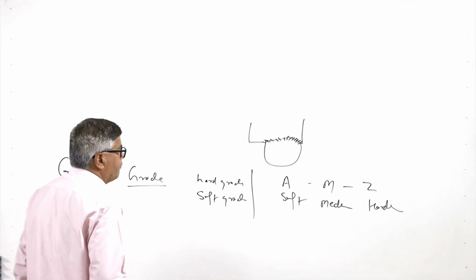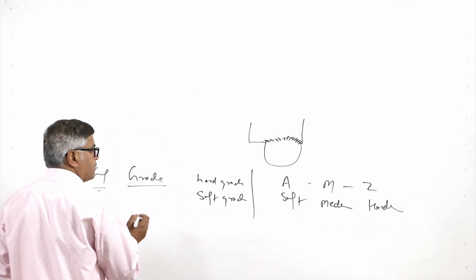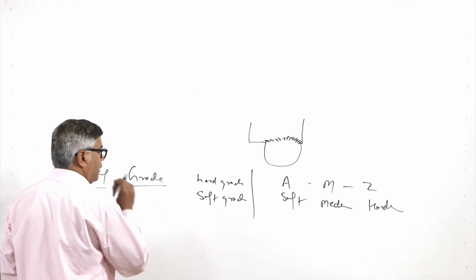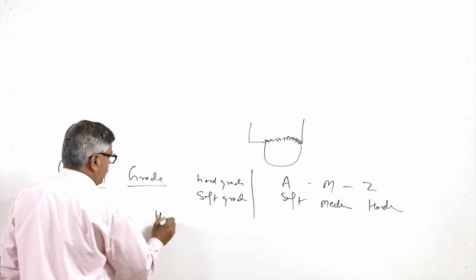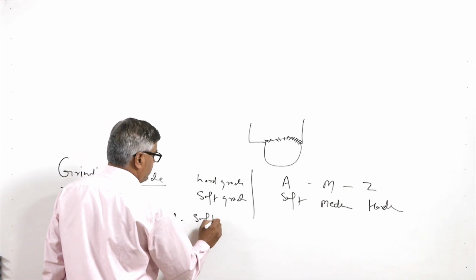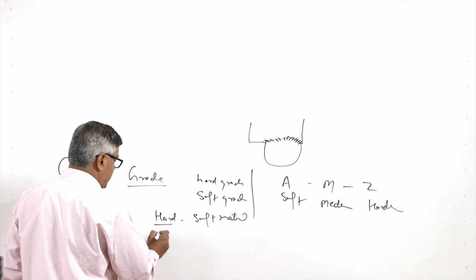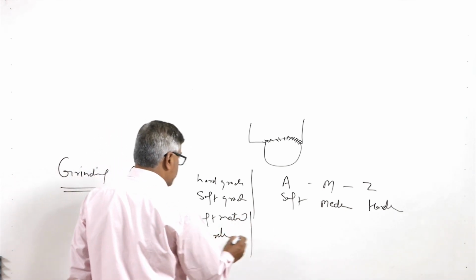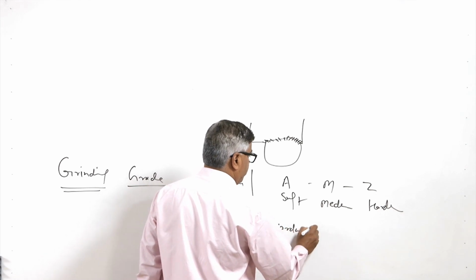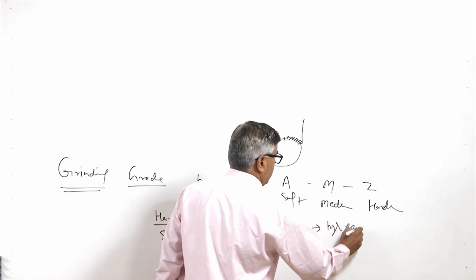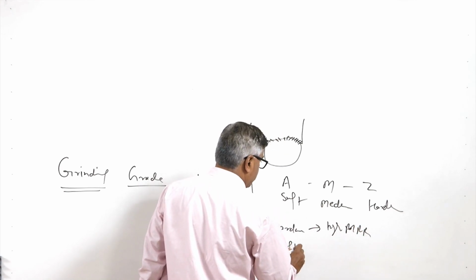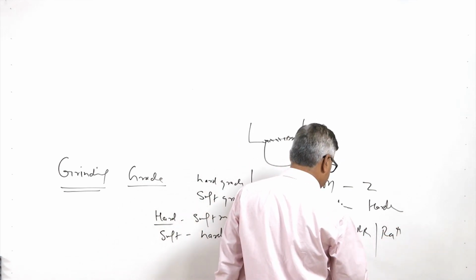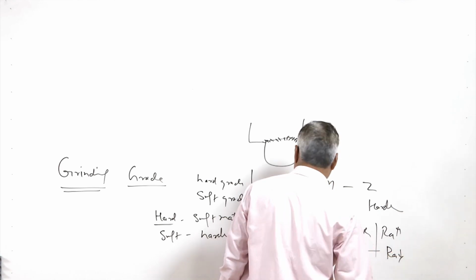Selection of the grade is influenced by the kind of work material to be used. For example, the hard grade is used for soft workpiece material, and the soft grades are used for hard material. Similarly, purpose-wise, hard grades are used for high MRR, and soft grades are used for low MRR. So, this will lead to the greater Ra, and this will lead to the lower Ra.